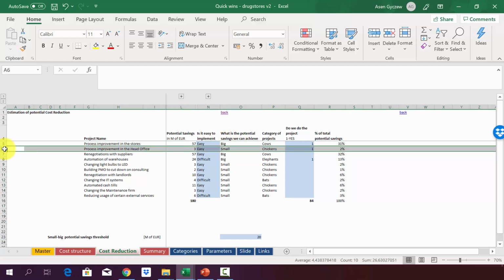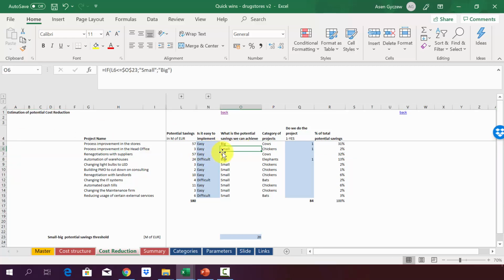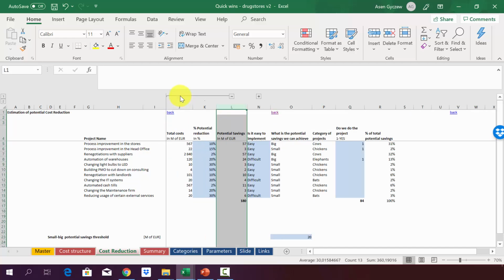When it comes to process improvement in the head office, the potential savings is only 3, so this is in the category of small. Therefore, those projects will go into different categories. Now, how did we get the potential savings? Well, we used the cost structure that we have estimated in the cost structure sheet.